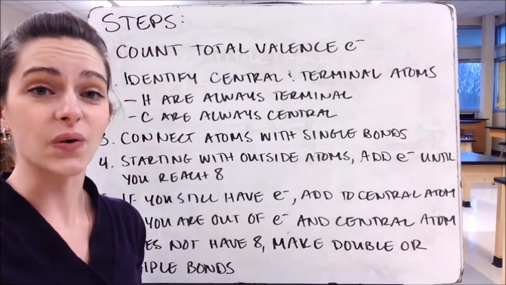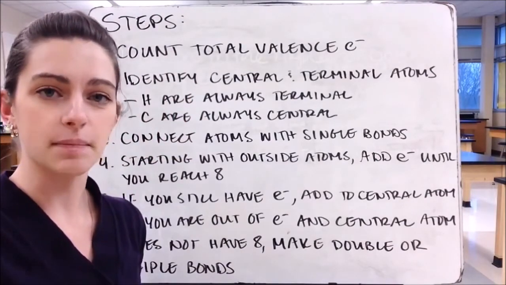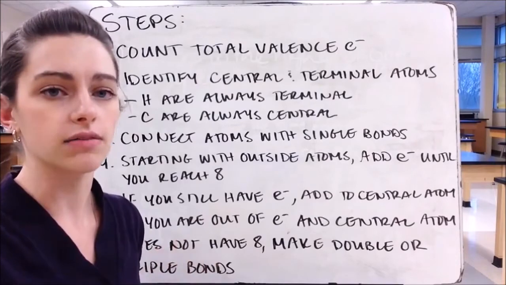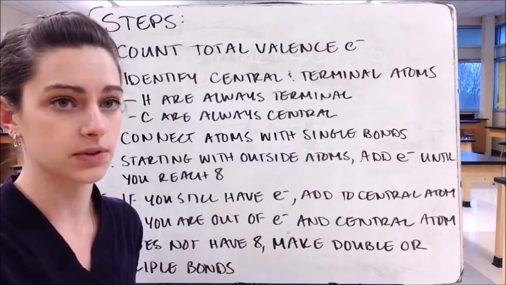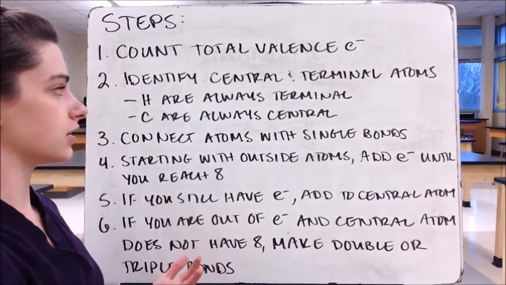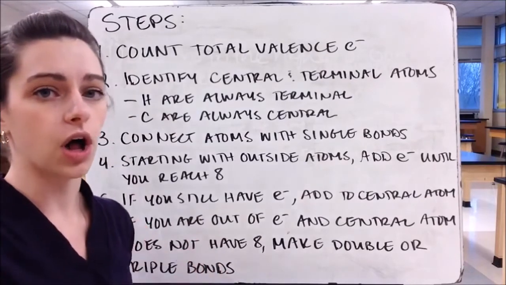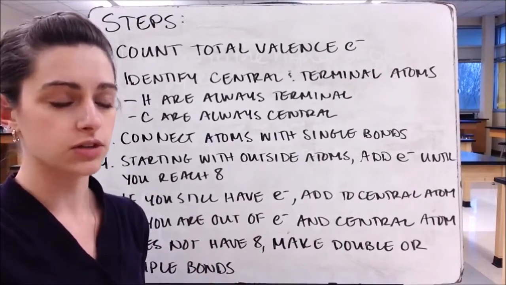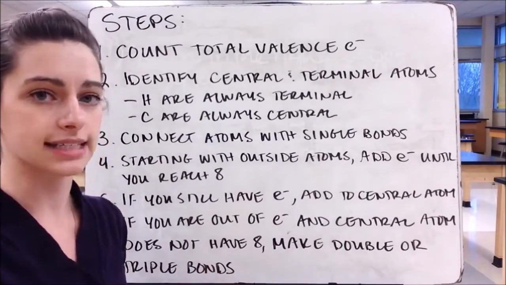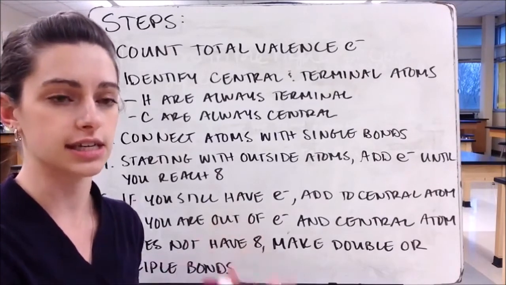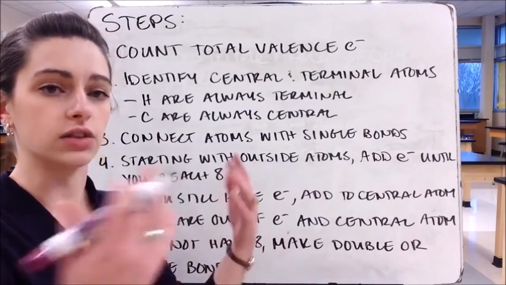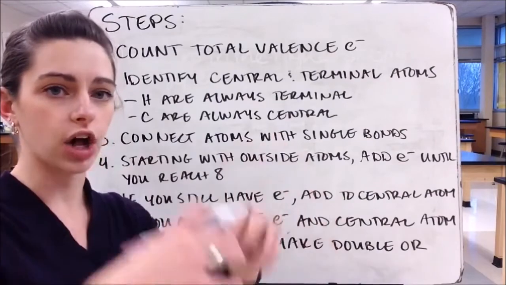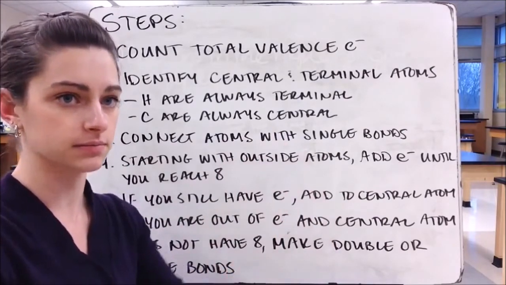Okay, so let's go through the rules. We're going to go through these step by step, and then we're going to apply all of the rules to different examples. The very first thing that you're going to want to do is count all of your valence electrons. So we'll go through, based on the periodic table, how many valence electrons each atom has, and look at the total. So that's pooling all of the valence electrons together.